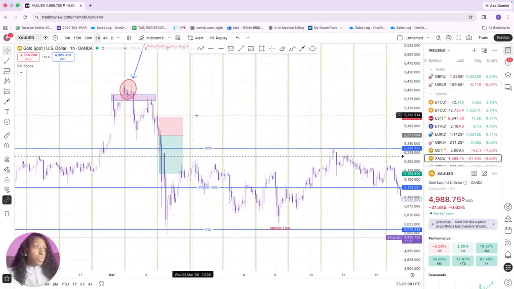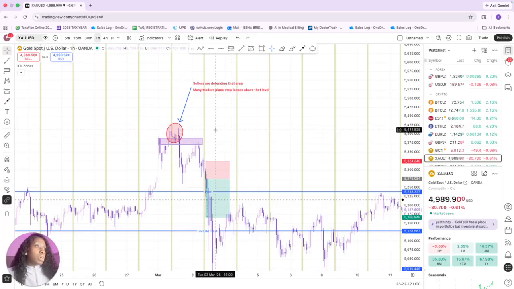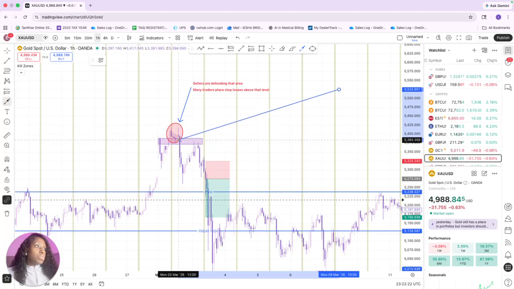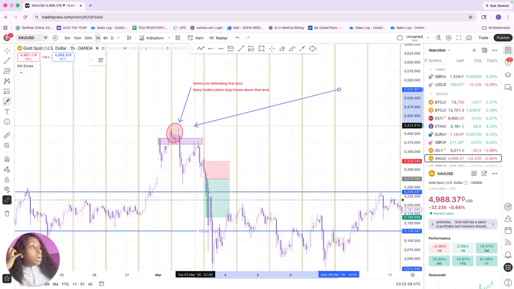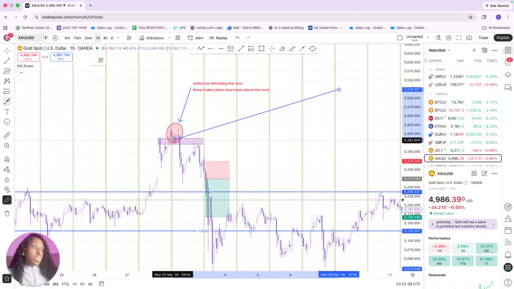And from there, we identify, as you see here, I have this mark showing a lower high that has been formed. So sellers are defending this area here. As you see, it's being respected, and many traders are putting their stop losses above this, which would be targeted for the next area of liquidity. But again, sellers are defending this area. So there was a reaction, as you see.